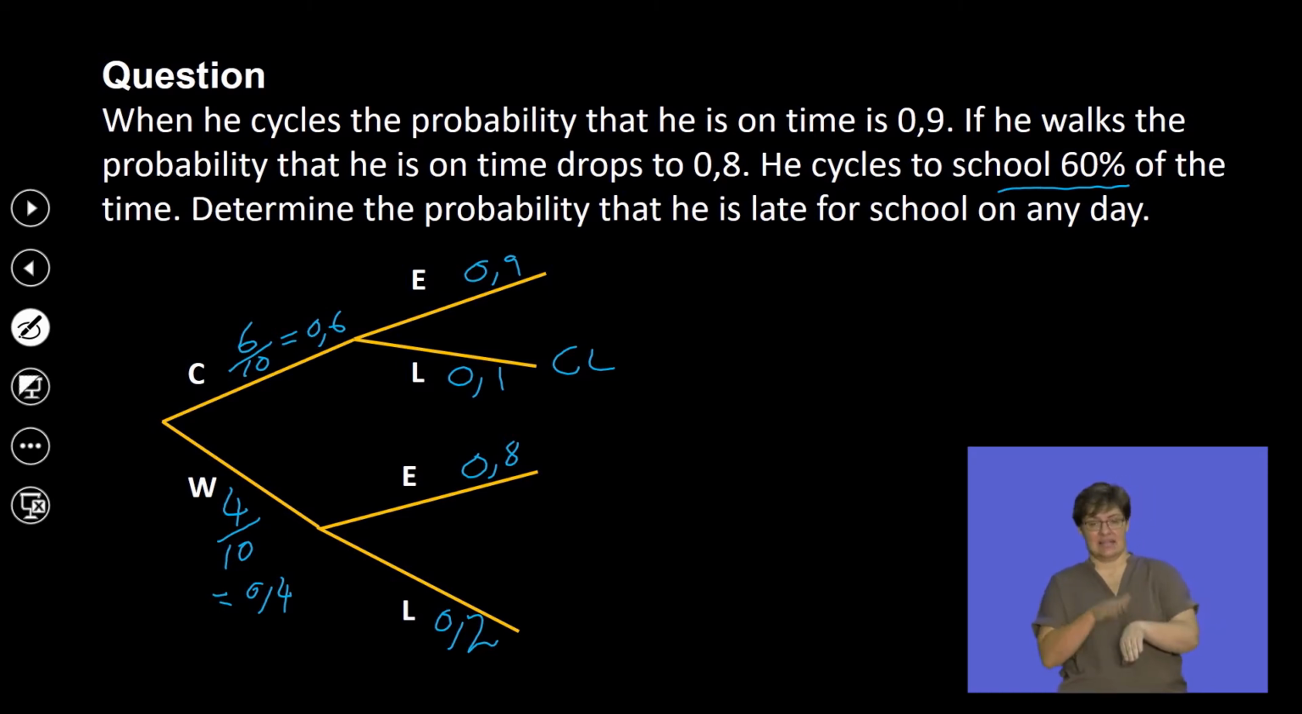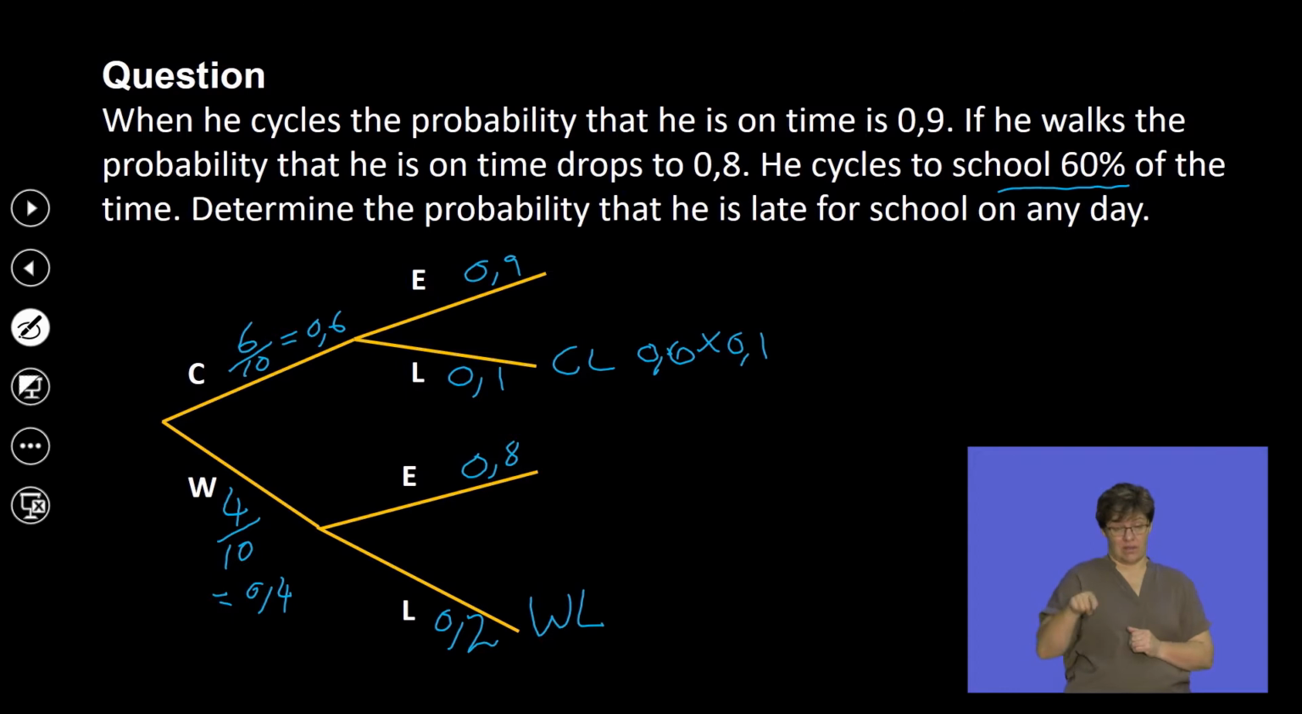So we're going to say 0.6 multiplied by 0.1. That is what that probability is there. And over here, we're going to say this one was 0.4. This was walking and being late. So it's 0.4 multiplied by 0.2.